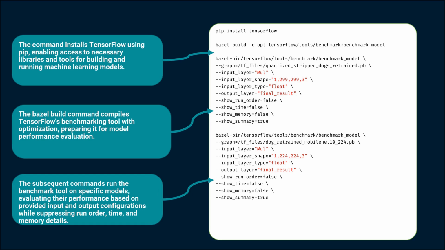Then we will shift our focus to the Mobilenet model, utilizing a similar command structure but adjusting the graph file path to point to our Mobilenet model. This benchmarking test will likely yield a significantly lower flop count, showcasing Mobilenet's efficiency for mobile environments. By comparing these results, we can better understand each model's performance and make informed decisions based on our application's needs.